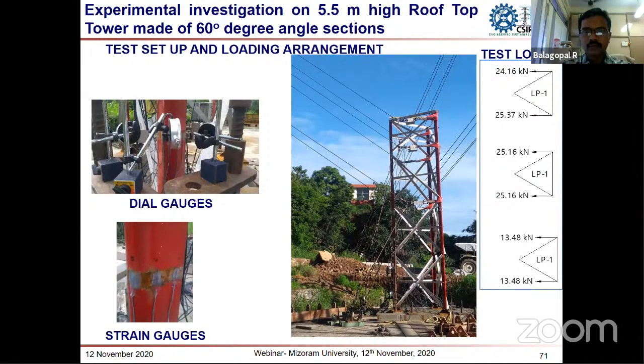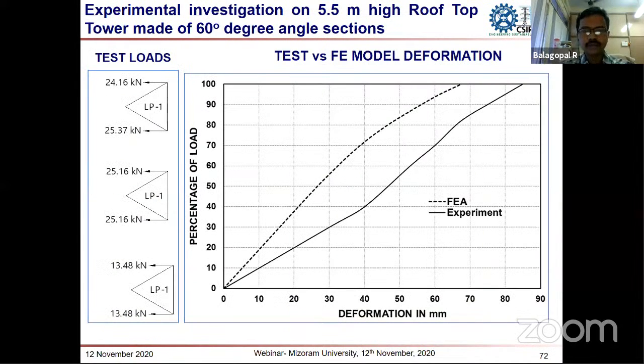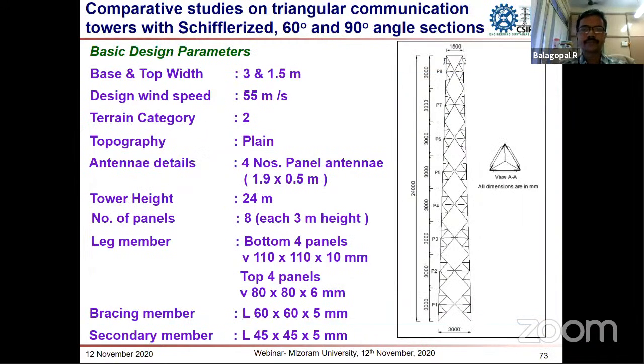This is the load versus deformation behavior of the tower. Here we can see that a larger deviation exists between the experiment and the FEA. This is because we have to take into account the bolted connection effect. In FE we are assuming only a pin joint assumption for the bolted connections. To further fine tune, we have to take into account the bolted connection effects in the modeling. Once we do, we may have a closer match between the experiment and FEA.